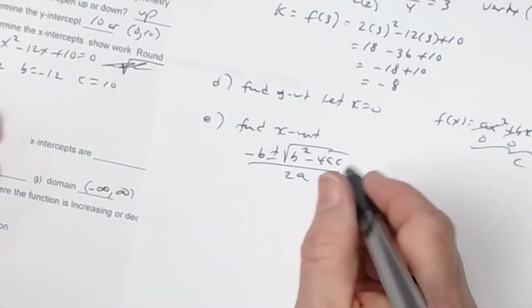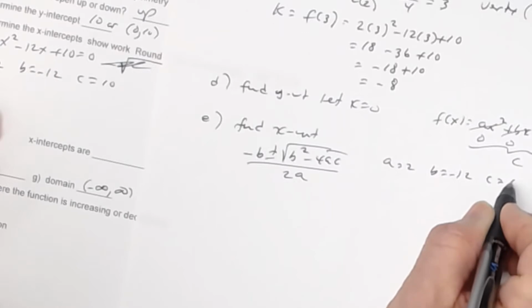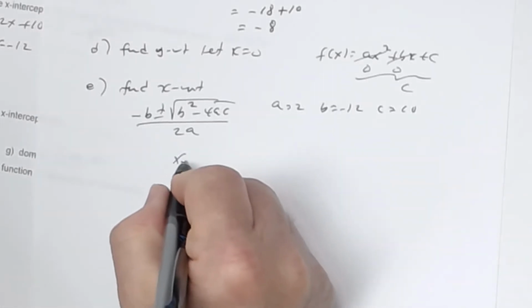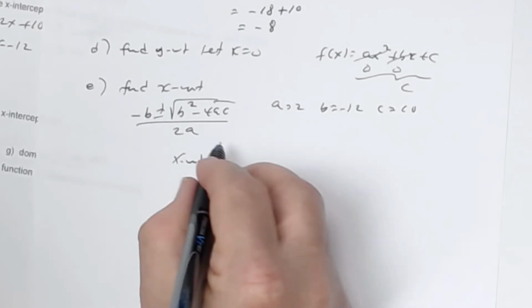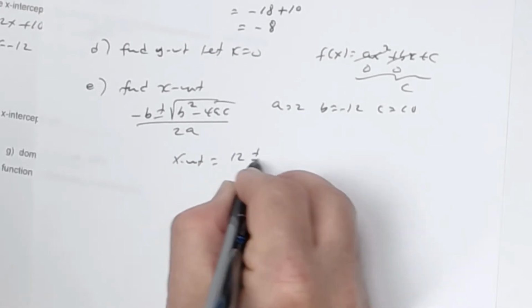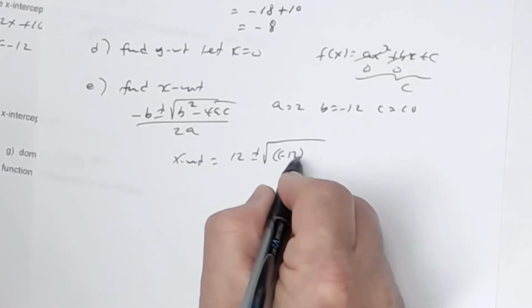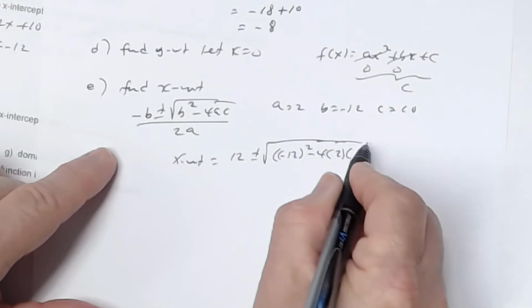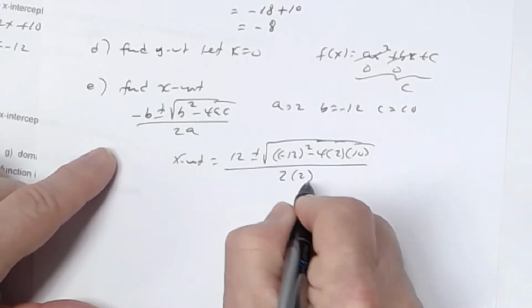So we're going to say a is 2, b is negative 12, and c is 10, right? Okay, so let's substitute all that into the formula. So my x-intercepts will equal the opposite of b. b is negative 12. The opposite of negative 12 is 12. Plus or minus the square root of b squared, so that's negative 12 squared, minus 4 times a, which is 2, times c, which is 10. All of that is being divided by 2 times 2.